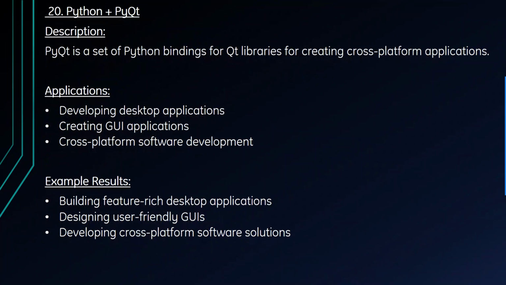The next is PyQt. PyQt is a set of Python bindings for Qt libraries for creating cross-platform applications. What are the applications? For developing desktop applications, creating GUI applications, cross-platform software development, and examples being building feature-rich desktop applications, designing user-friendly GUIs, developing cross-platform software solutions.